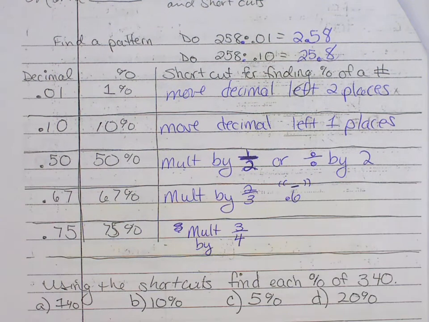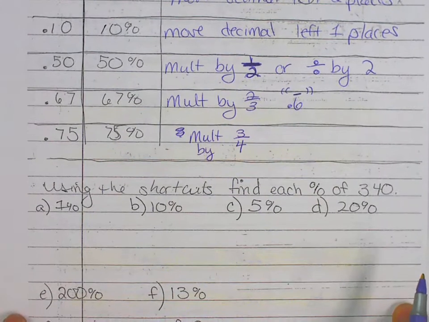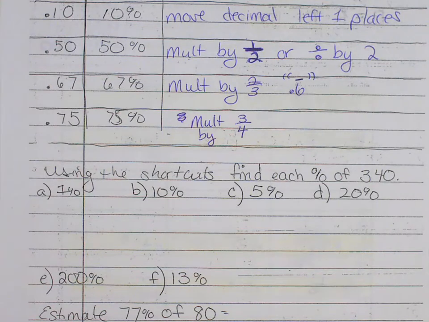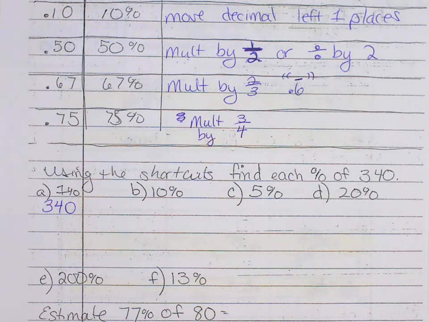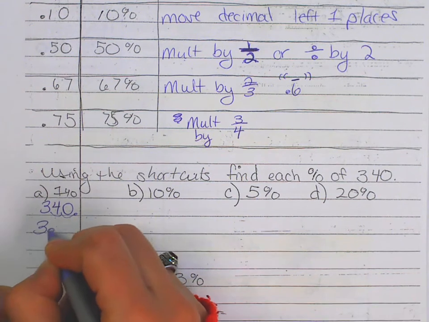All right, let's do some estimations. Using the shortcuts, find the percent of 340 for every single question. We'll find 1% of 340. I'm going to put down 340 and look back at my notes. My notes said that 1% is moving the decimal left 2 places. The decimal is at the end. I move it left 2 places. The answer is 3.4.